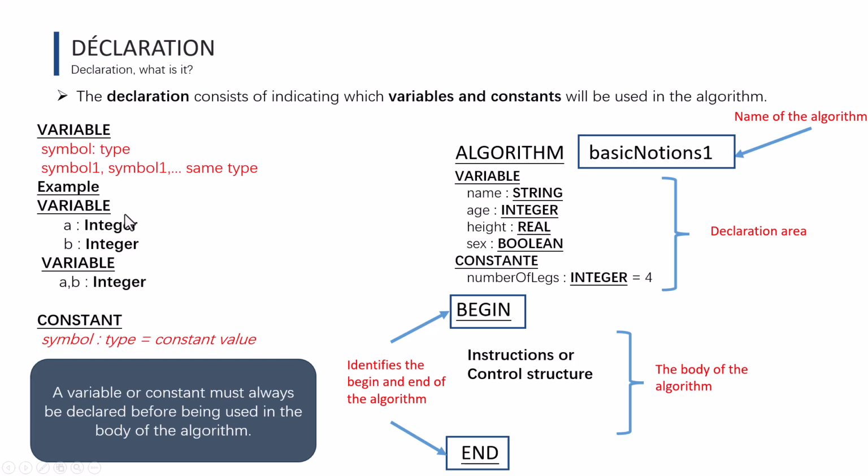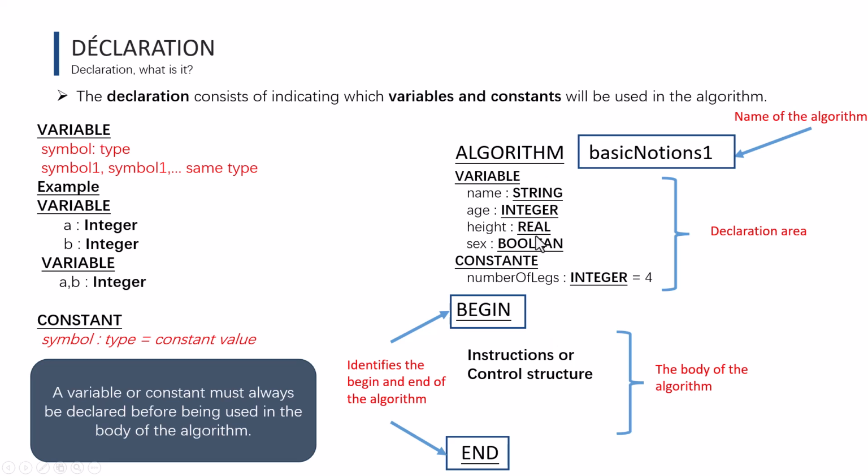In the first example, you use the first type of declaration. You have the keyword variable. You have a, that's an integer. You have b, that's an integer. But as a and b are both integers, you can just declare them in one line like a, comma, b, colon, integer. And to declare a constant, you will use the keyword constant, and after that the colon with a type, and it will be equal to the constant value.